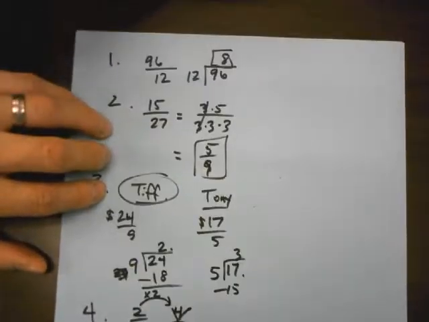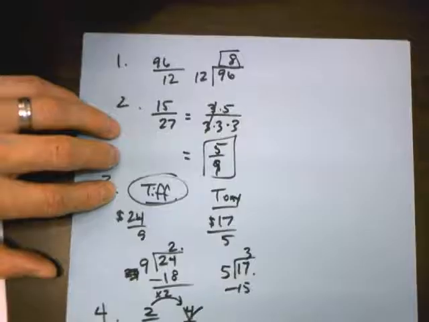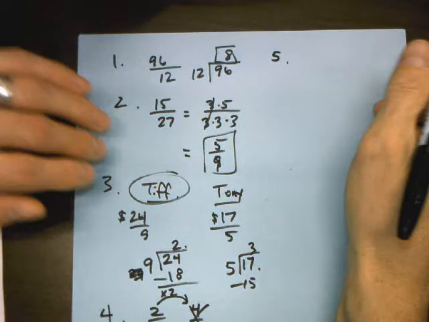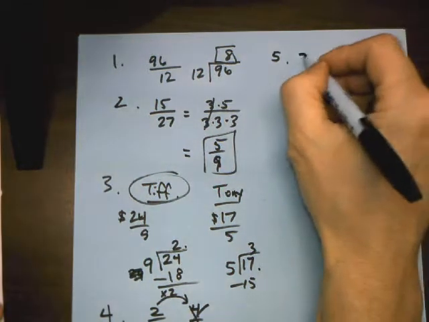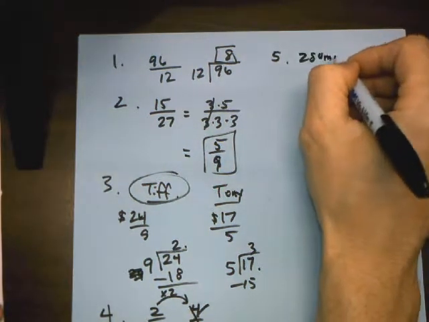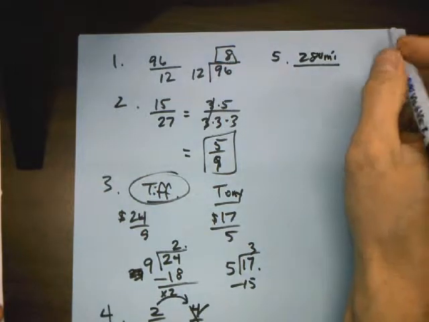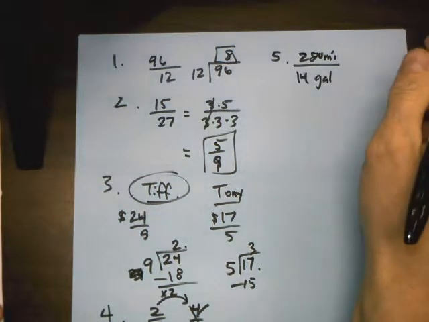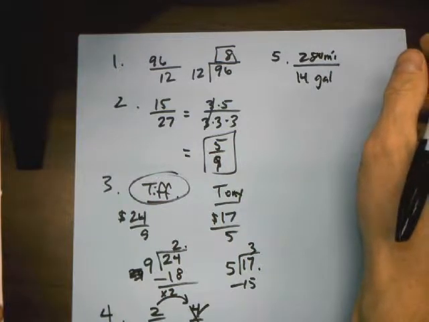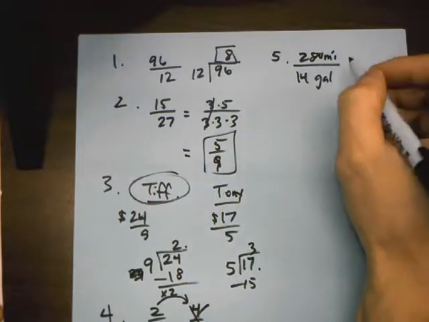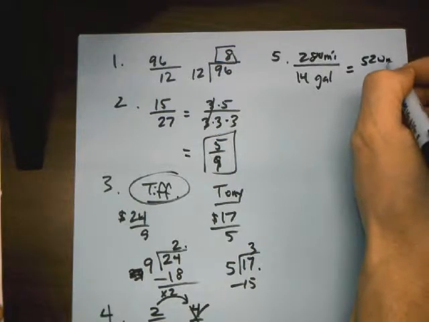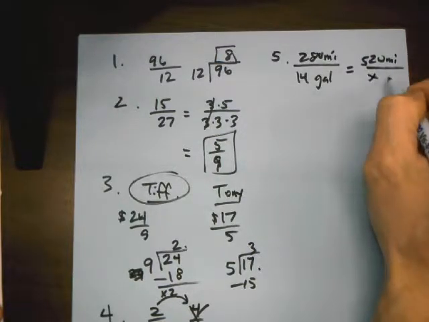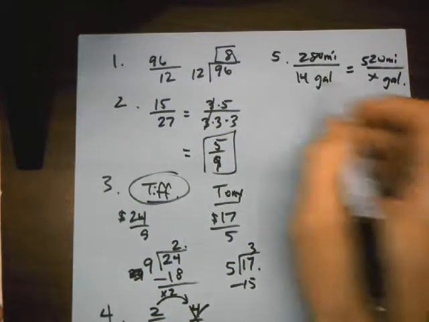5 says, I'll go up here for 5. 5 says, turn this light on. A van travels 280 miles on 14 gallons. At that rate, how much gas will it need to travel 520 miles? So we got miles on top. I'll put miles on top. How many gallons? Gallons on bottom.